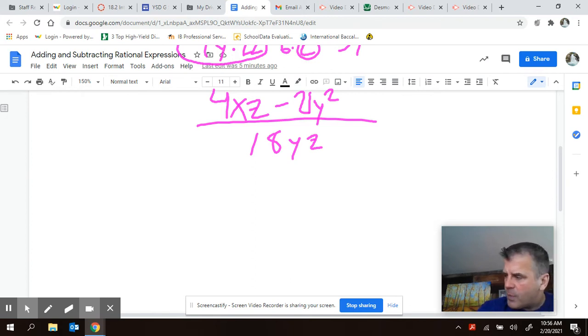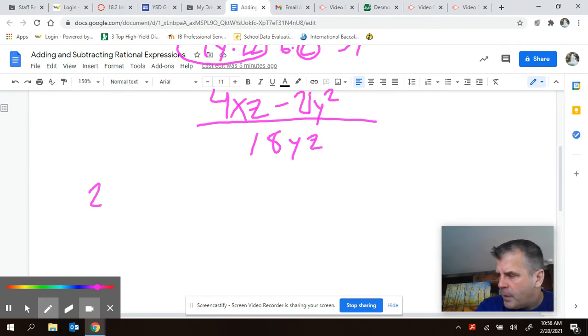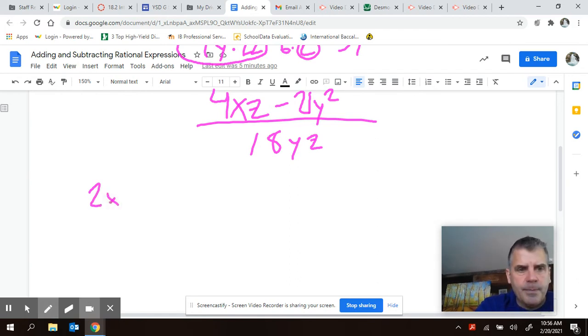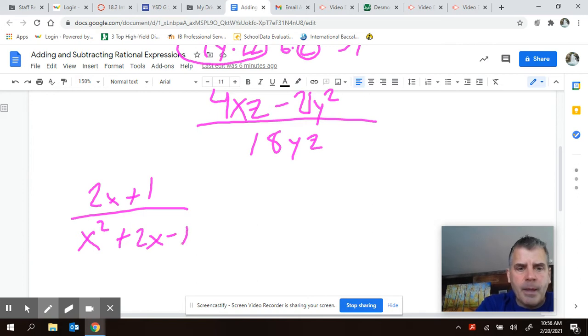So let's write this down, and you'll see this as, what do we got here? We got 2x plus 1, all over the top of x squared plus 2x minus 15. And this is quite a step up in this problem from your previous work.